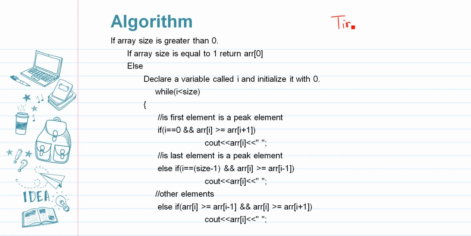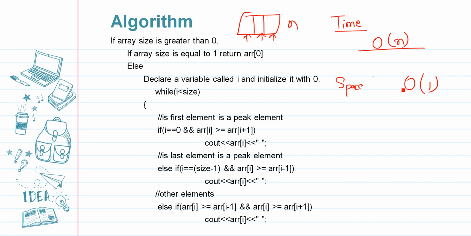And now let's talk about the time complexity of this program. Of course we are going to access all the elements one by one and compare each with its neighbors. So if the array size is n, it is going to access all the elements one by one, so the time complexity will be order of n. And if I talk about space complexity, it will be order of 1, because we are not using any other array, we are just using two variables called I and size. So the space complexity will be order of 1.